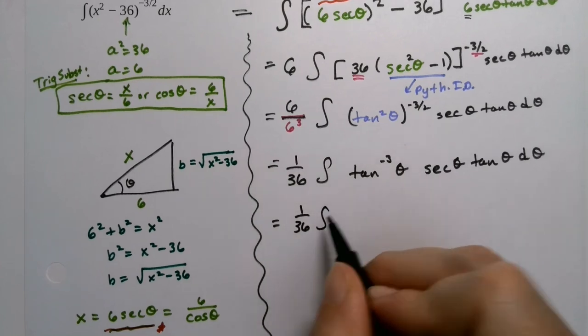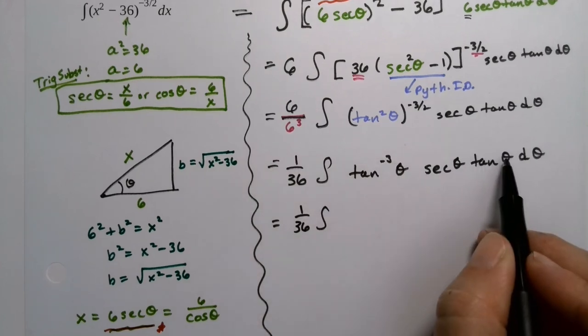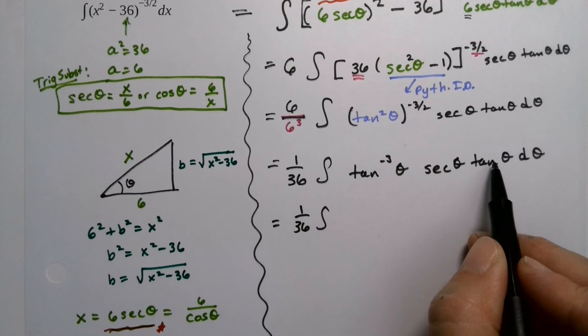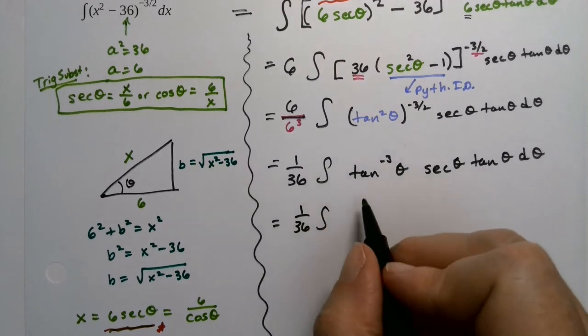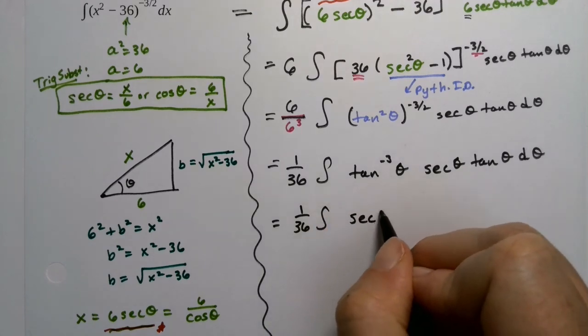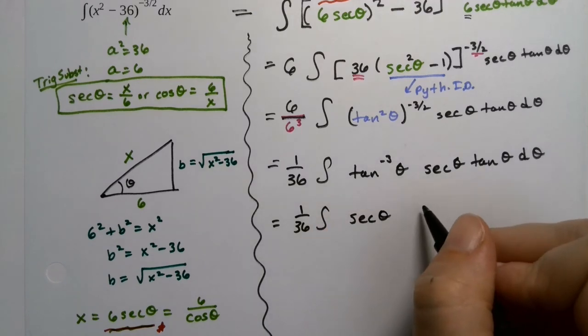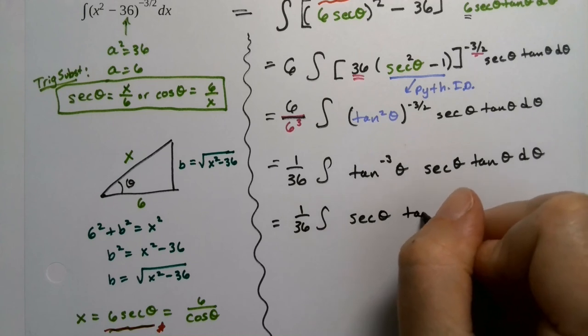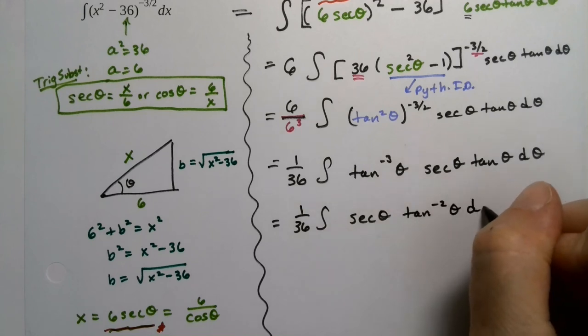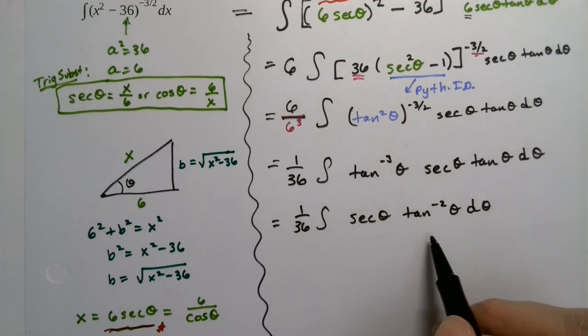All right, so then this is tangent to the negative 2, right? So that would be secant of theta, and then it's our choice. We can write it as tangent to the negative 2 theta d theta. You could also write it as 1 over tangent squared. That would be fine.